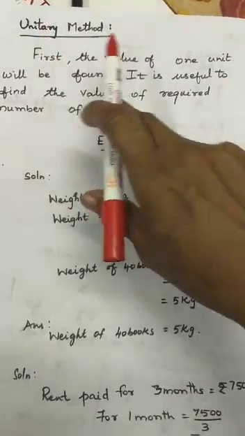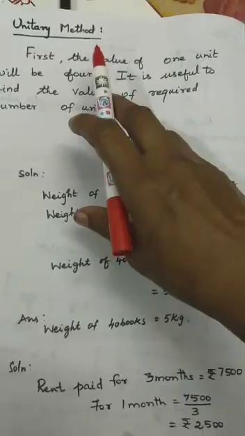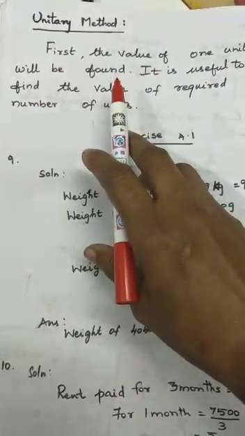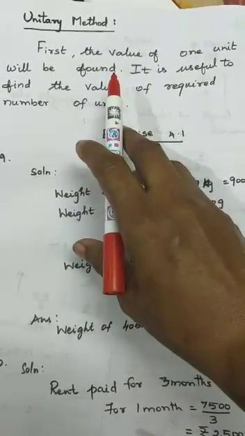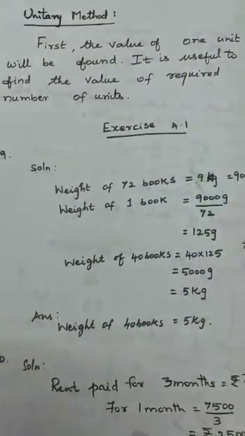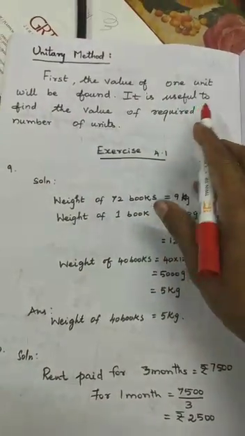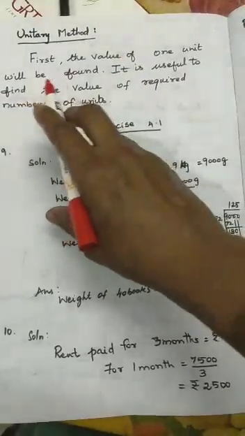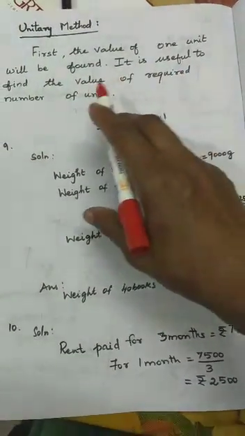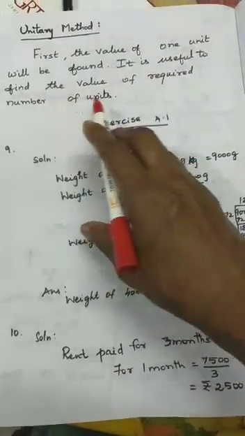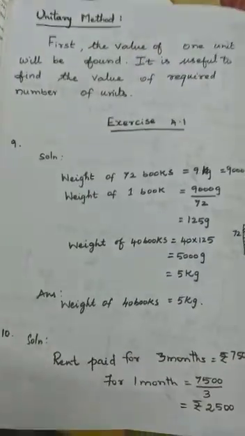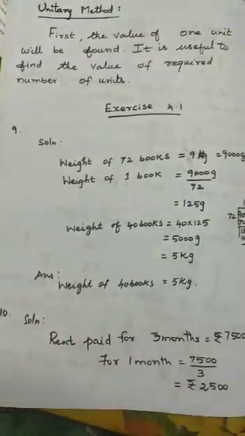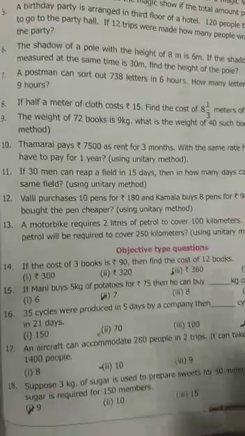Next method is unitary method. What is meant by unitary method? First, the value of 1 unit will be found. With the given instruction or measurements, we have to calculate first for 1 unit. Okay. After that, you have to multiply. It is useful to find the value of required number of units. Okay. This is the unitary method. Okay. Same sum. 9th problem. We shall see the 9th problem.